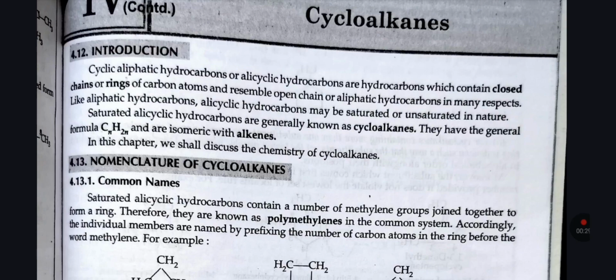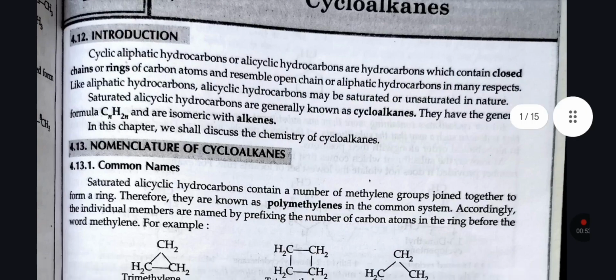Like aliphatic hydrocarbons, alicyclic hydrocarbons may be saturated or unsaturated in nature. Saturated alicyclic hydrocarbons are generally known as cycloalkanes. They have the general formula CnH2n and are isomeric with alkenes. In this chapter, we shall discuss the chemistry of cycloalkanes, nomenclature of cycloalkanes.